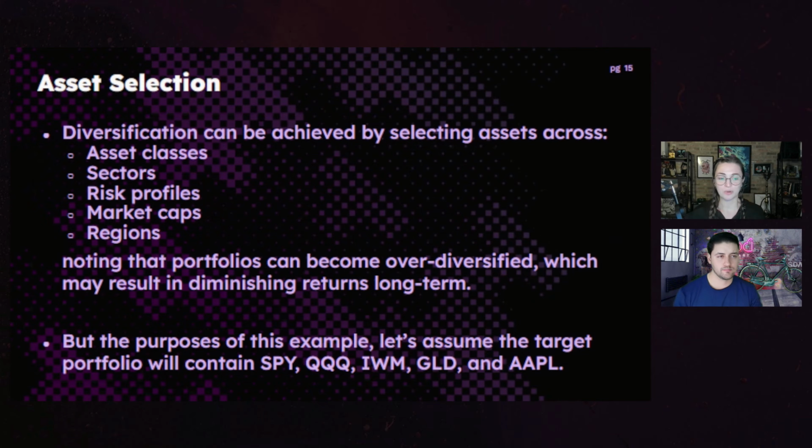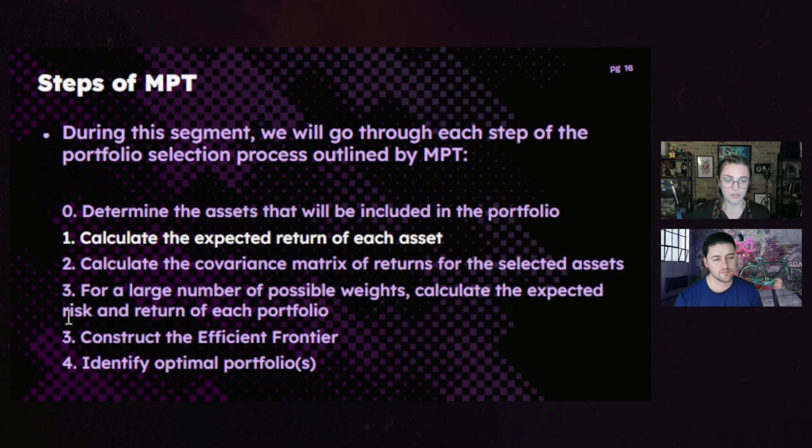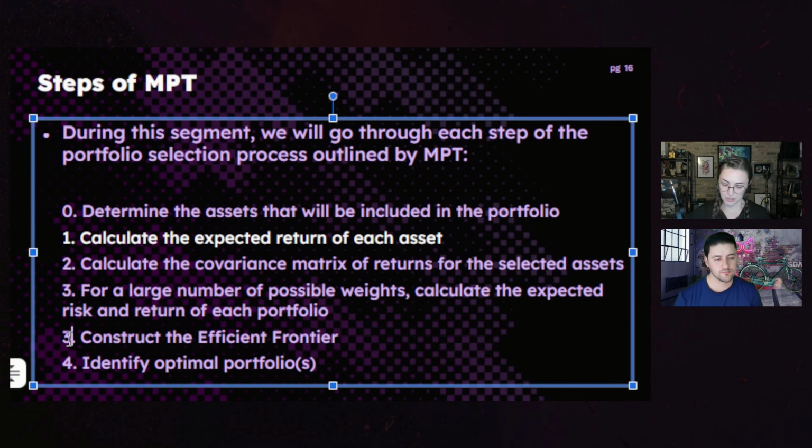But for this example, we're going to assume that a target portfolio is going to contain 5 elements. Typically, I'd say a lot of portfolios would contain more than that, but we're just going to stick with 5 for now. We're going to look at SPY, the QQQs, IWM, Gold, and Apple. Make sense? Yes. Easy peasy. So that's asset selection. Now we go on to the first step, and I'm going to change this again.